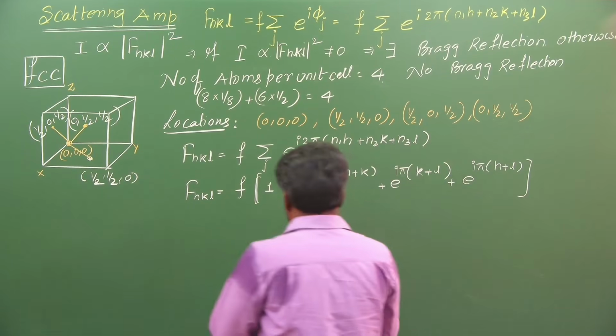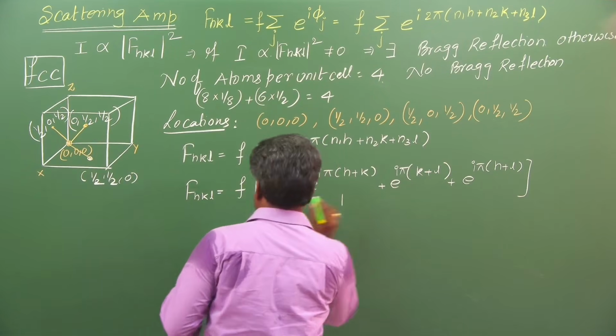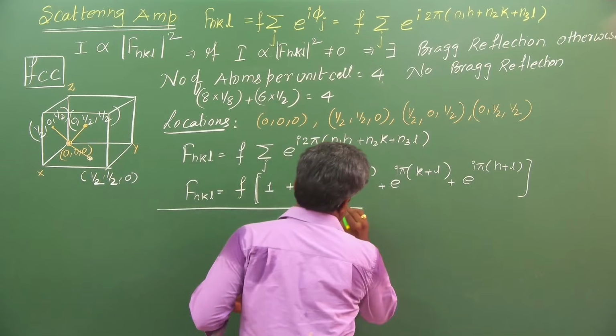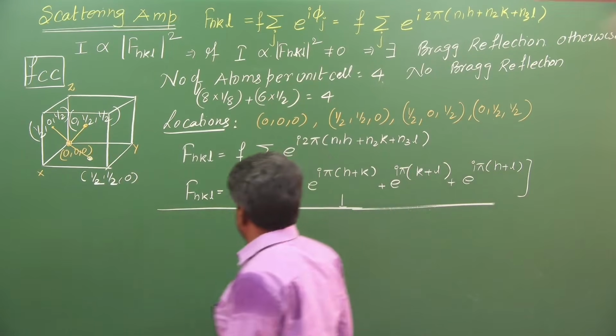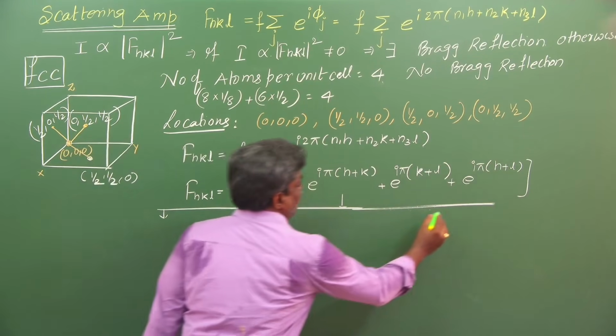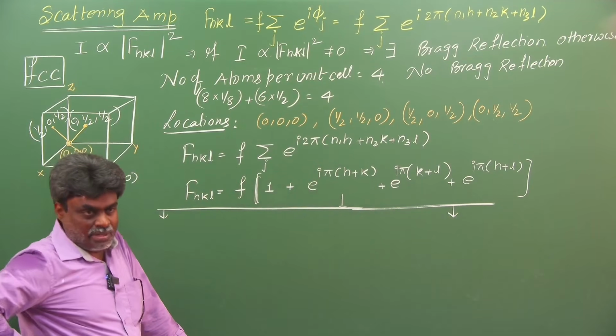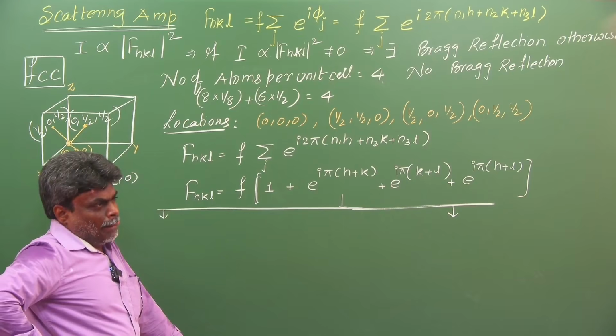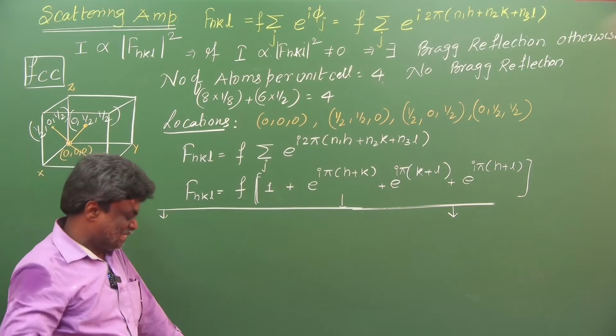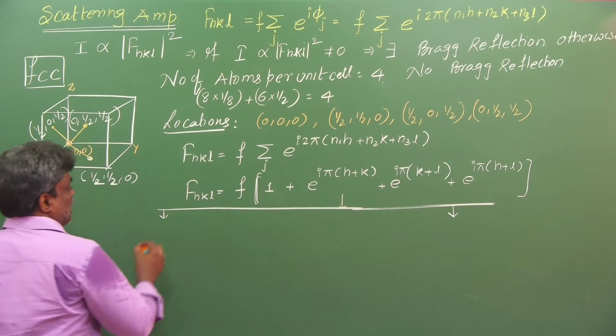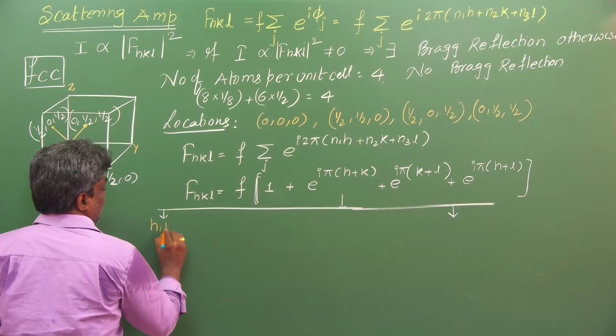Right. So now we have to check where we will get the intensity and where we won't get the intensity. Now first one I am taking, hkl.